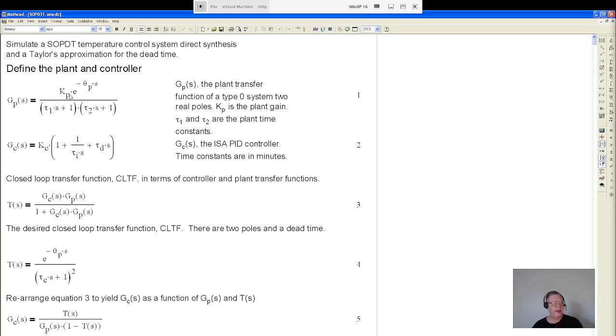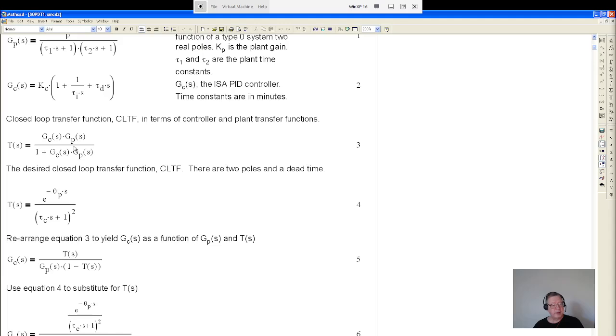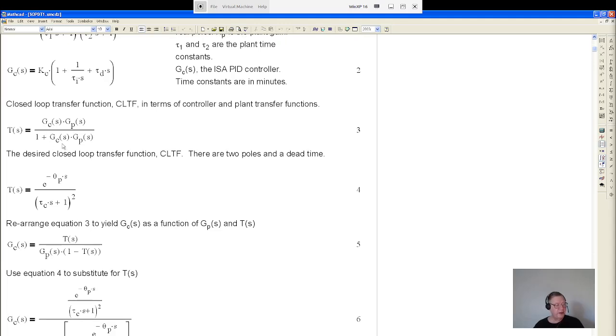The plant transfer function has the open loop gain, and this is in degrees per percent output. This is a dead time. Theta P is assumed to be in minutes, and we have two time constants, which is why it's called a second order. The controller is the standard ISA PID, where there is the proportional term. This Kc times Ti is the integrator term, and the Kc times Td, which is the derivative time constant, is the derivative term.